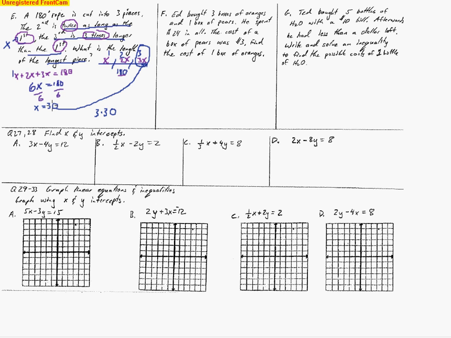30 feet is actually the shortest piece. It was the first piece. The second piece is 2 times 30. The third piece is 3 times 30. So 90 feet. There it is.